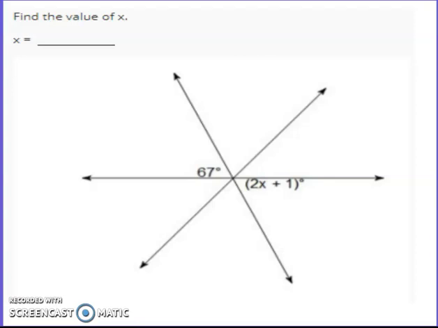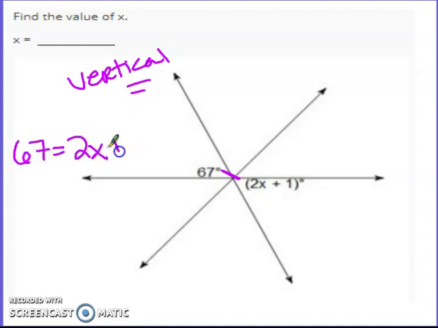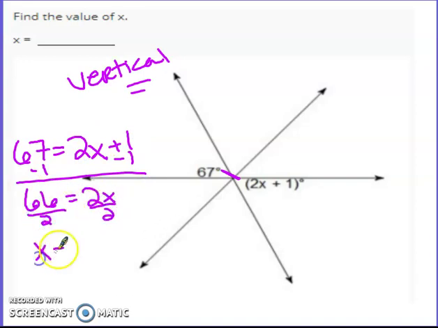So, if we look, I don't have any straight lines that add up to 180 with all their values, but 67 and 2x plus 1 are vertical from each other. They are across the vertex. So, if they are vertical angles, we know that they are equal to each other. So 67 equals 2x plus 1. Again, use your algebra skills. X is going to equal 33.